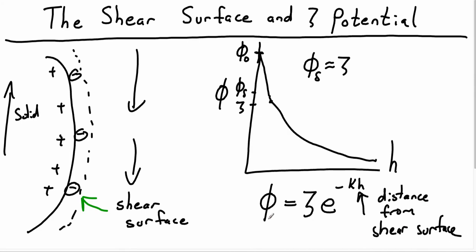And what we'll find in our section on electrokinetics is it's really easy to measure the zeta potential. So this is something that we can actually measure really easily, and it's going to become more important to us than the original surface potential.